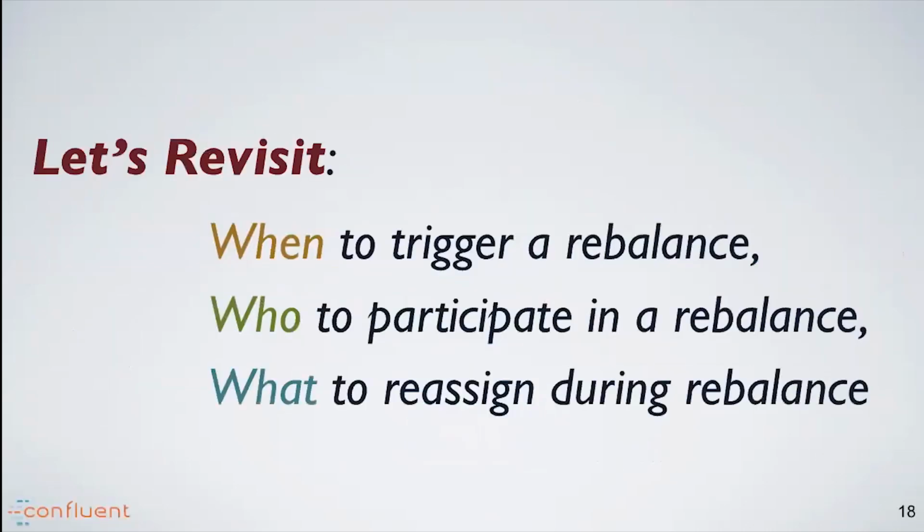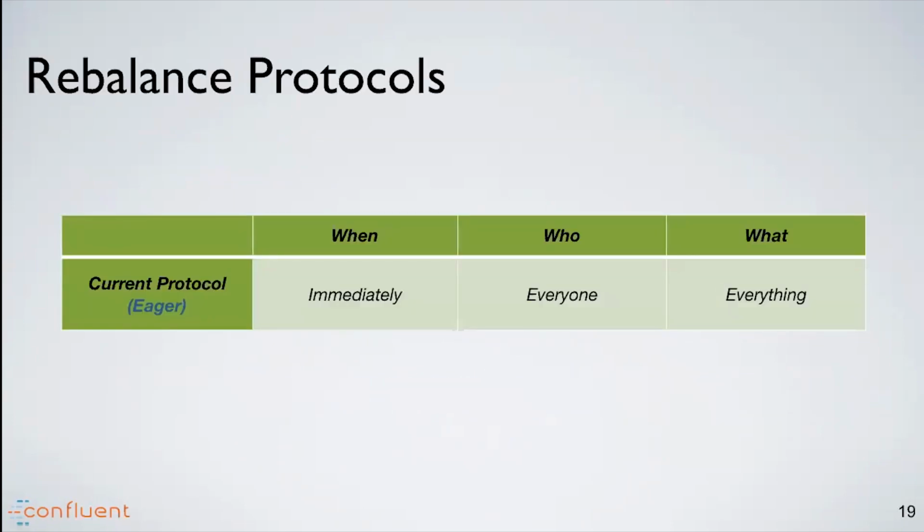Cool, yeah. So let's quickly revisit when we want to trigger a rebalance, who participates in the rebalance, and what actually gets reassigned. So with the current protocol, the eager protocol, the when is immediately, the who is everyone, and the what is everything. So basically, everyone has to give up everything immediately. And as Guozhang pointed out, this is pretty wasteful in a number of ways.